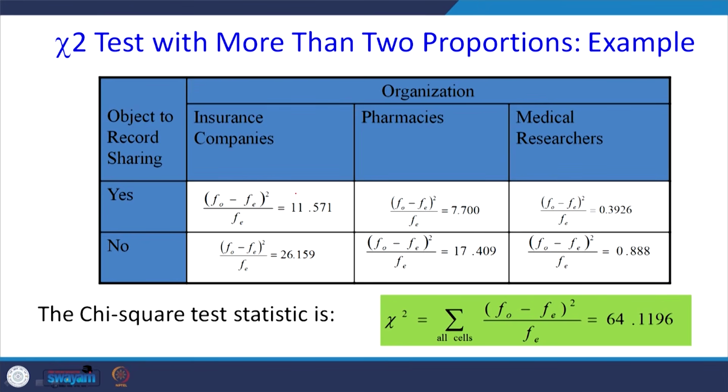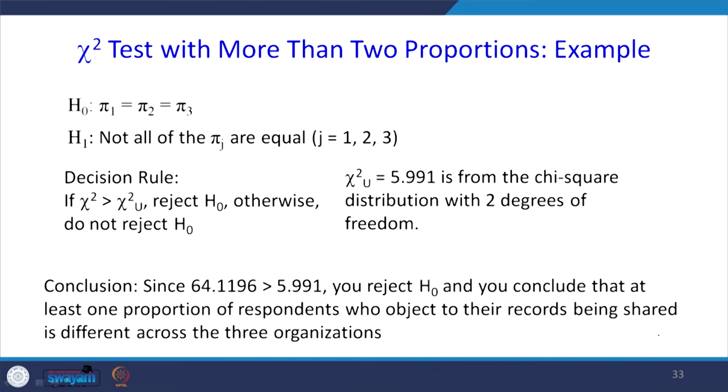Now I have given the final answer for each cell, that is the observed frequency minus the expected frequency, whole square, divided by the expected frequency. For this cell it is 11.157, here it is 7.77, this is 0.392, this is 26.159, this is 17.409, this is 0.88. When you add it, that value is 64.1196. So what is the null hypothesis?